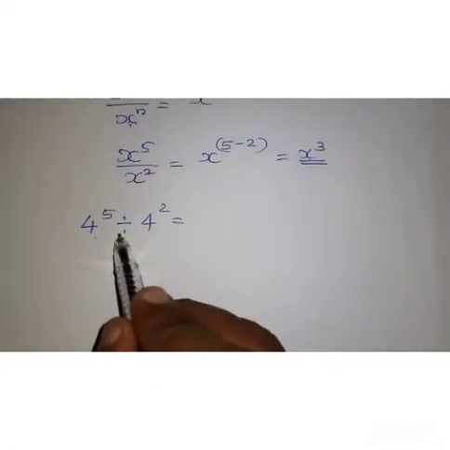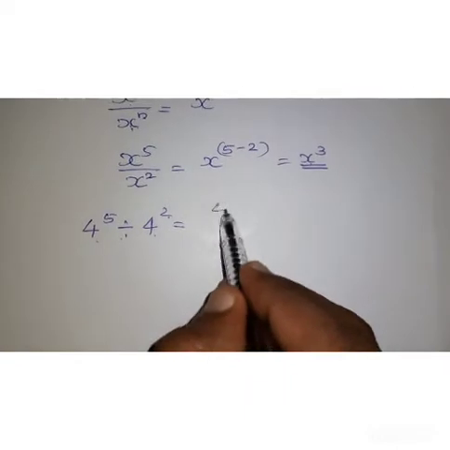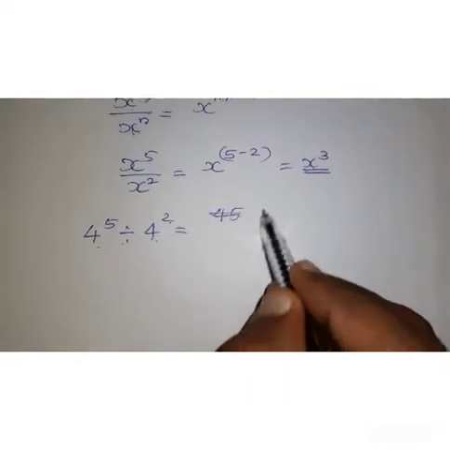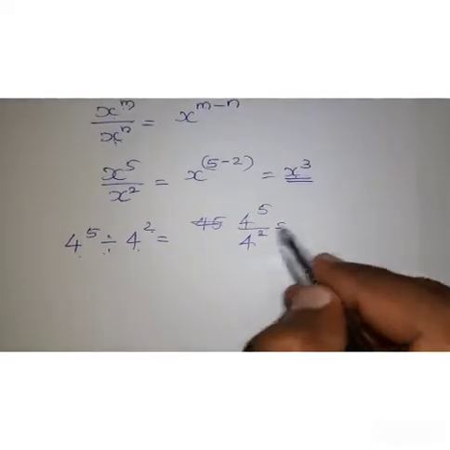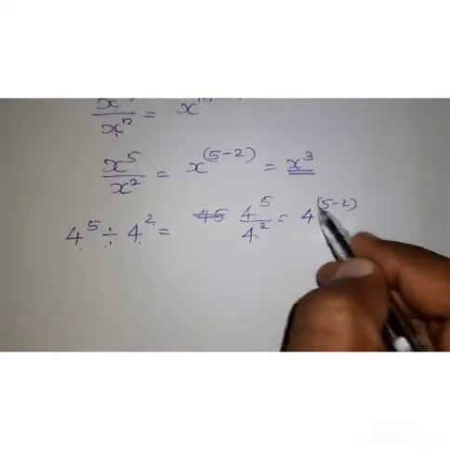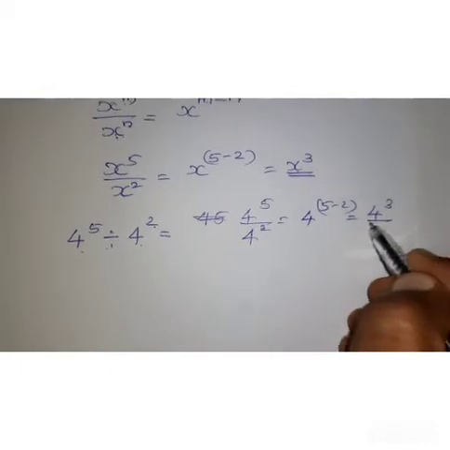4 raised to 5 divided by 4 raised to 2. How will you write this? The powers are subtracted. 5 minus 2, so it is 4 raised to 3.